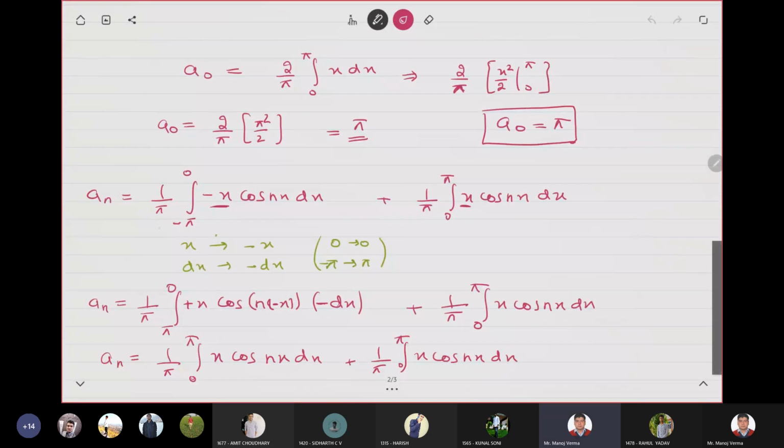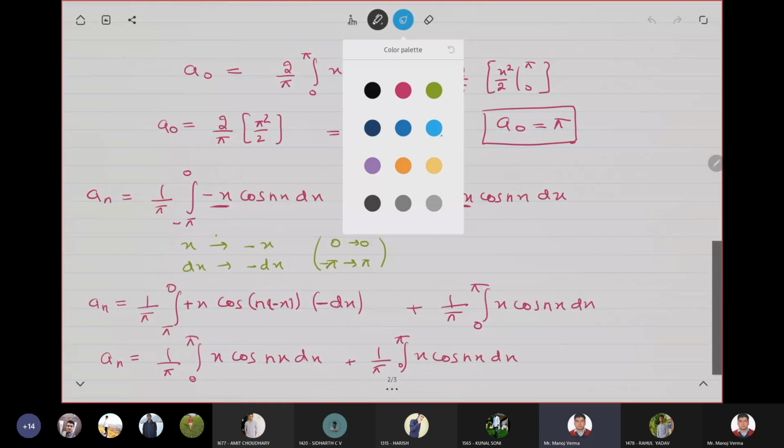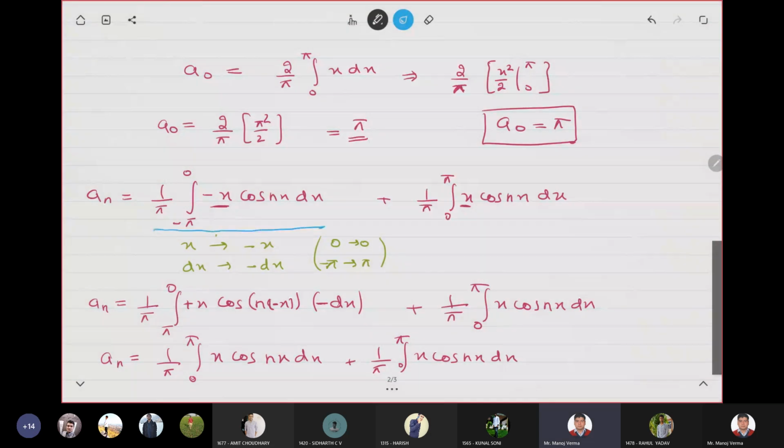ये इंटीग्रल था, फर्स्ट इंटीग्रल. इस फर्स्ट इंटीग्रल में I have replaced x by minus x and dx by minus dx. Okay, so this x will become minus x and that minus and minus will be plus. So this will give you plus x. This cos nx will become cos n minus x and dx will become minus dx.